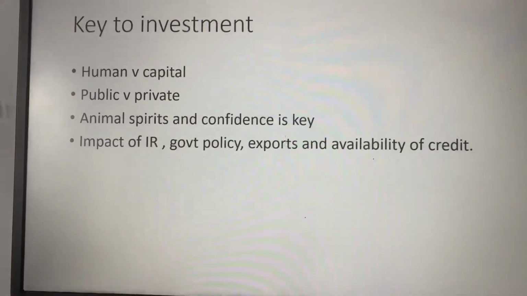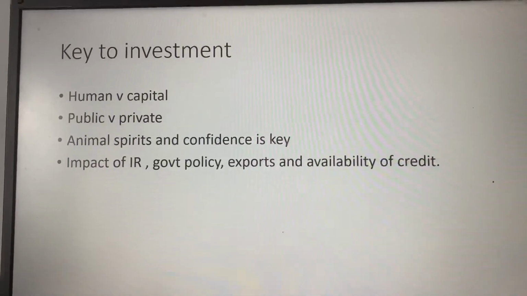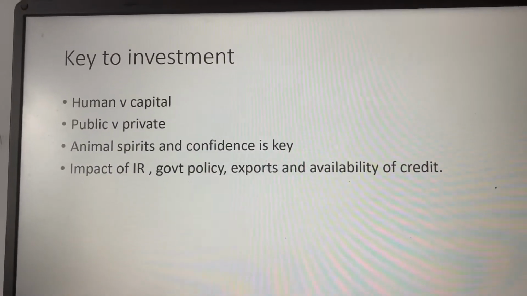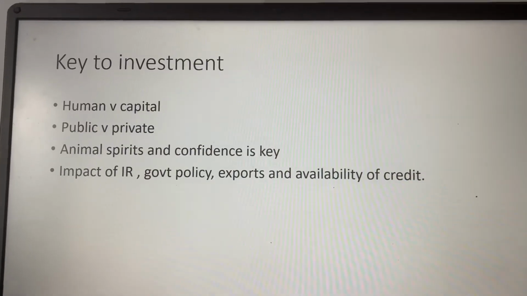So keys to investment to understand: human versus physical capital investment, public and private sector all invest. Animal spirits and confidence are key. The impact of interest rates, government policy, exports, and the availability of credit.